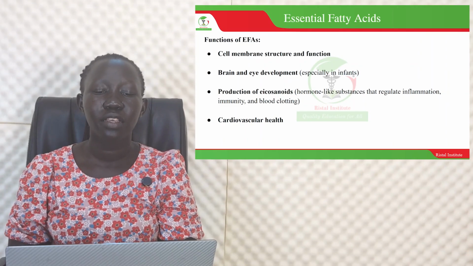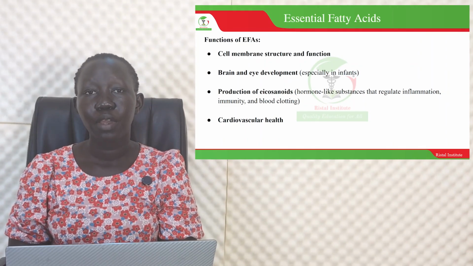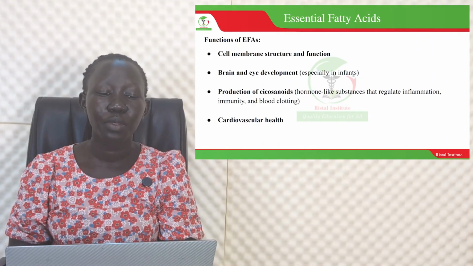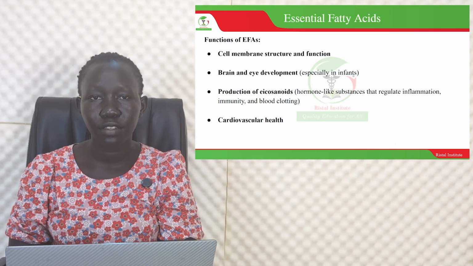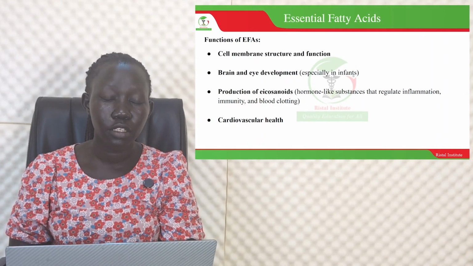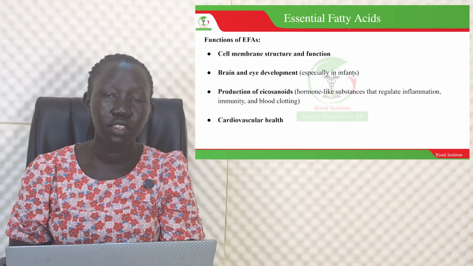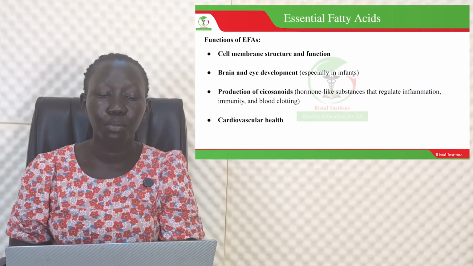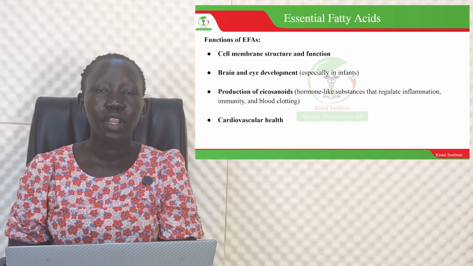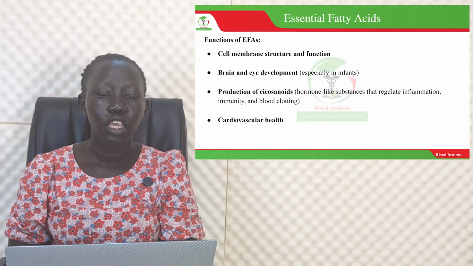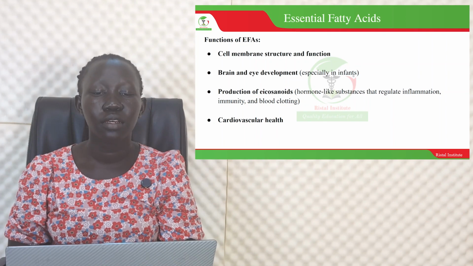And what are the functions of essential fatty acids? One of the primary functions is cell membrane structure and function. They contribute to that. And then they also help in brain and eye development, especially in infants. That's why young children, newborn babies, are recommended to be supplemented with these essential fatty acids, or to consume food items that are rich in these fatty acids so that their brains and eyes can develop. Production of eicosanoids. These are hormone-like substances that regulate inflammation, immunity, and blood clotting, and they're also important for cardiovascular health.